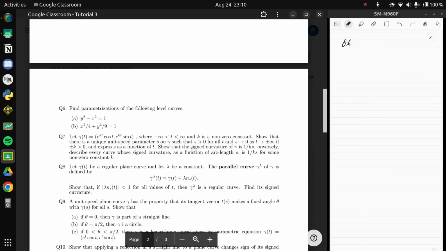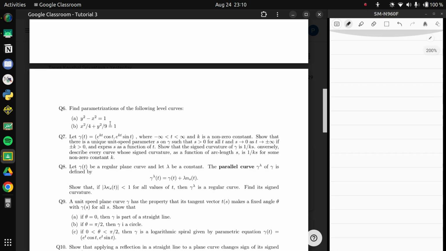question 6, which is find the parameterization of the following level curves. What's the level curve? I have forgotten what the level curve is, but these are just conic sections. So what you want to find? Oh, this is very doable. So y square minus x square equal to, oh, what sort of tragedy is this?